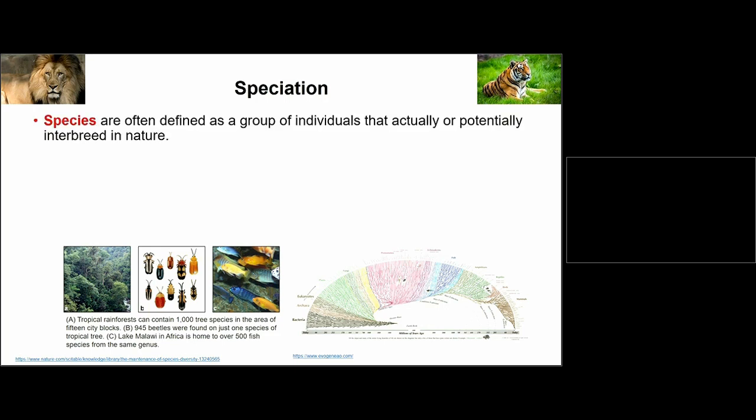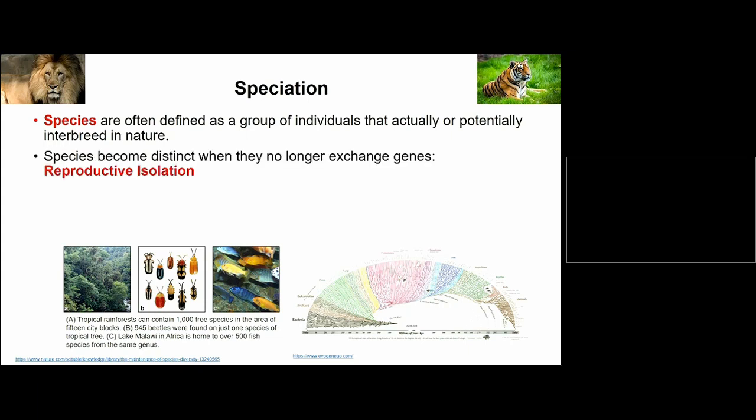They look different. But species are defined as a group of individuals that actually or potentially interbreed, right? So lions and tigers don't interbreed, right? So they're two different species. Okay? So why do they not interbreed, right? We say they are reproductively isolated, right? So they're only going to breed within their species group.